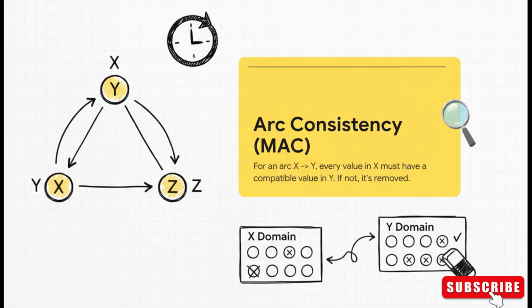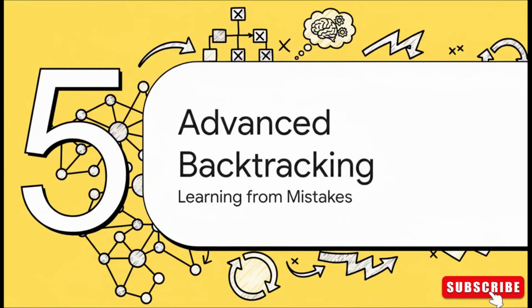When you run this check across the whole system after every single move, which we call MAC, for maintaining arc consistency, you get that domino effect we were talking about. It's an incredible way to find those hidden dead ends. But wait, there's more. We can push this even further. There are some really advanced tricks we can use to make our algorithm not just smart, but to make it actually learn from its mistakes.